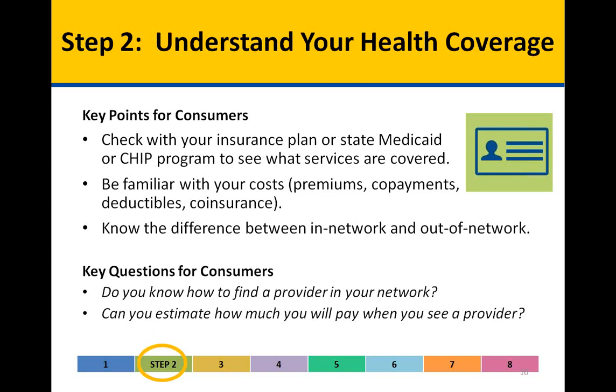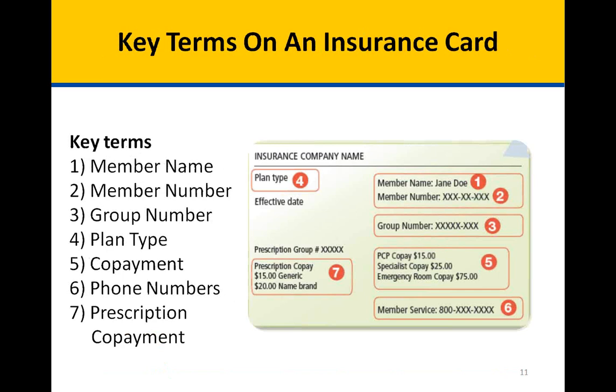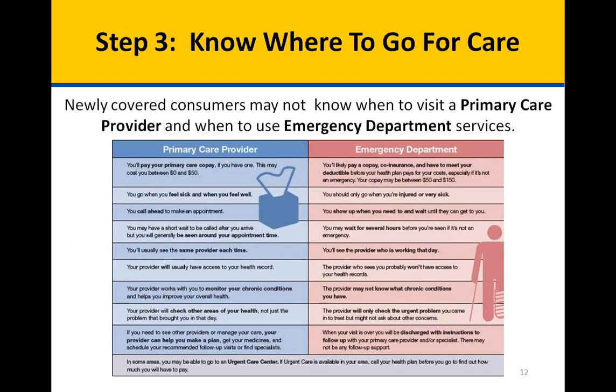Next slide. As I mentioned, we have some tools to help consumers throughout the roadmap. One of them is this insurance card example to help consumers become familiar with where key pieces of information are on their card, because this is something that they are asked for as they call to make an appointment or as they go in to receive care. Next slide. We also provide a couple of examples in our step 3.